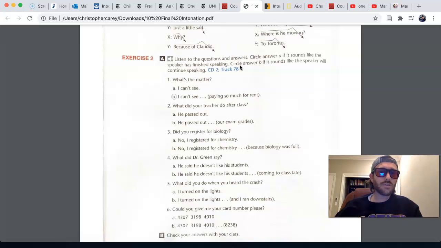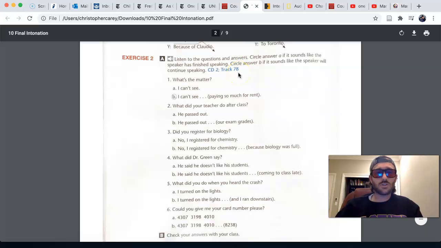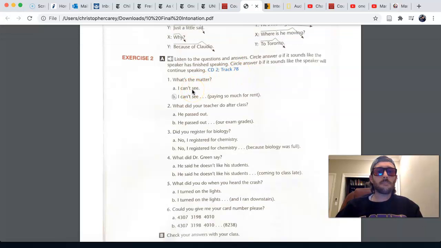Circle A if it sounds like the speaker has finished speaking, and circle B if it sounds like the speaker will continue. Just based on your experience, does it sound like the speaker will continue speaking? If it sounds like the speaker is finished, circle A. If it sounds like the speaker wants to continue speaking, then you'll circle B. Let's give it a listen.